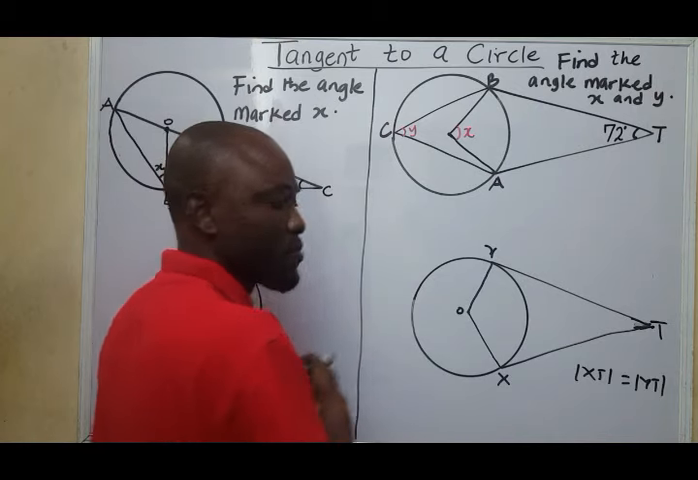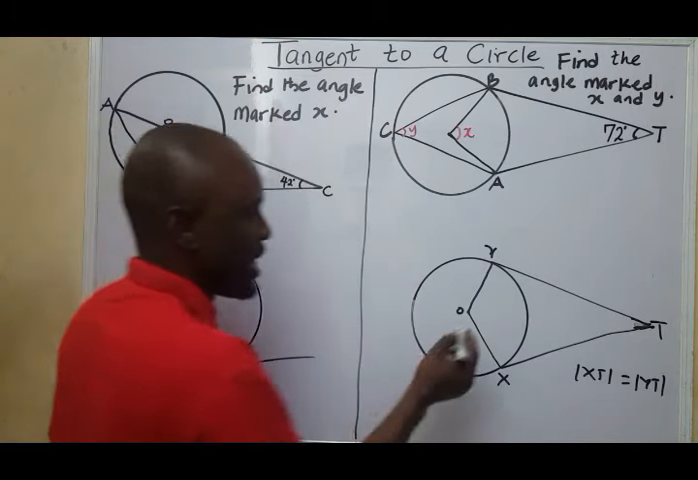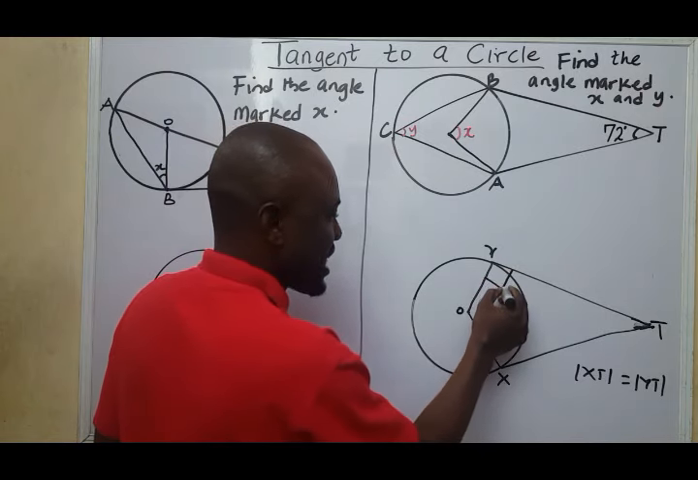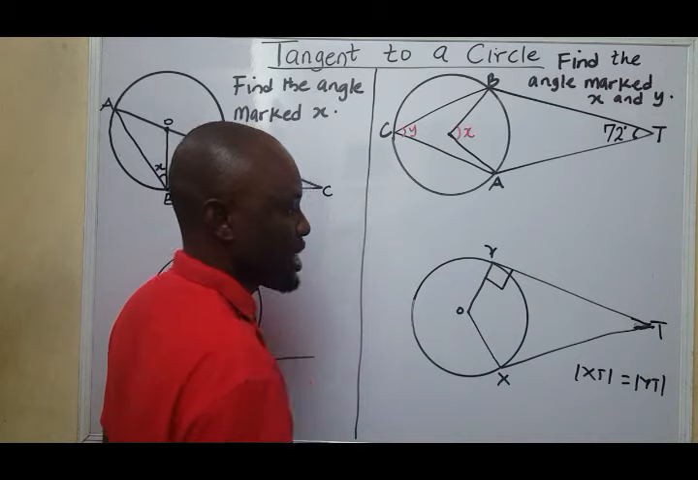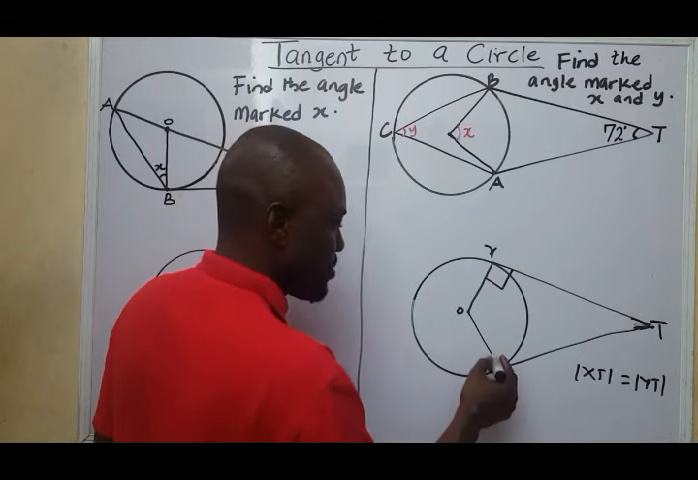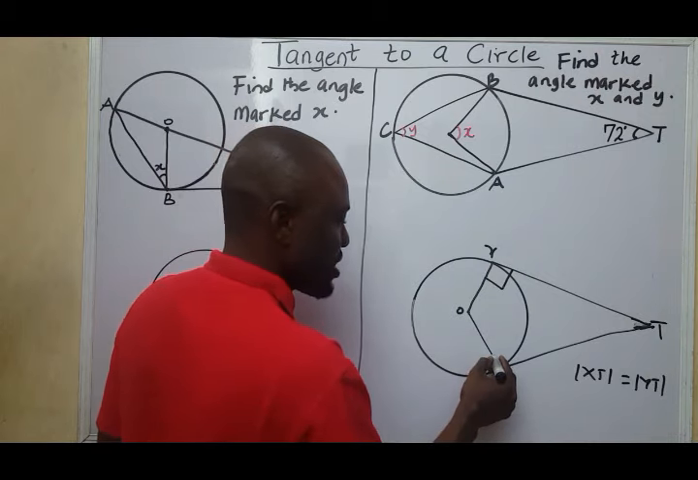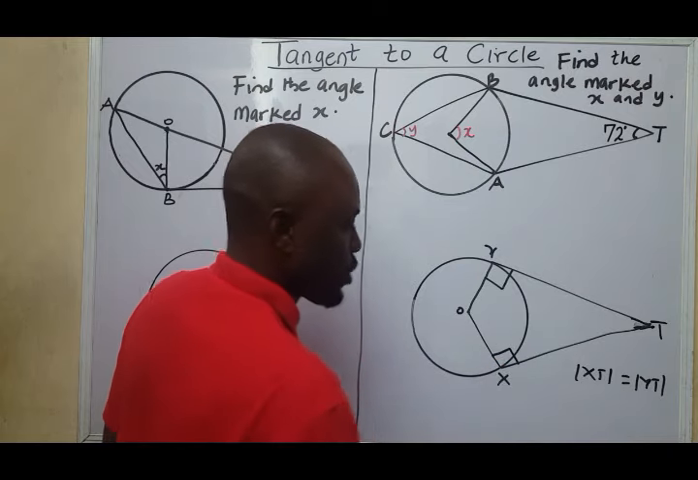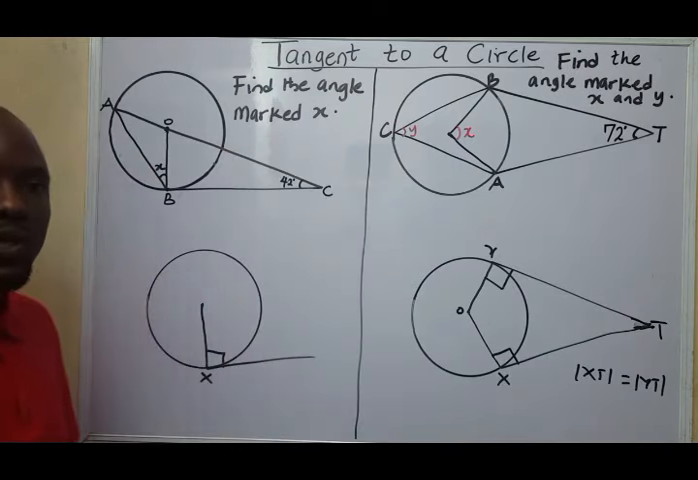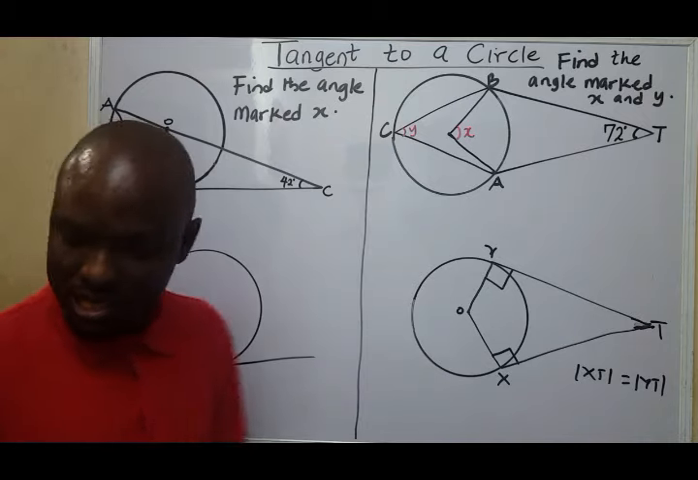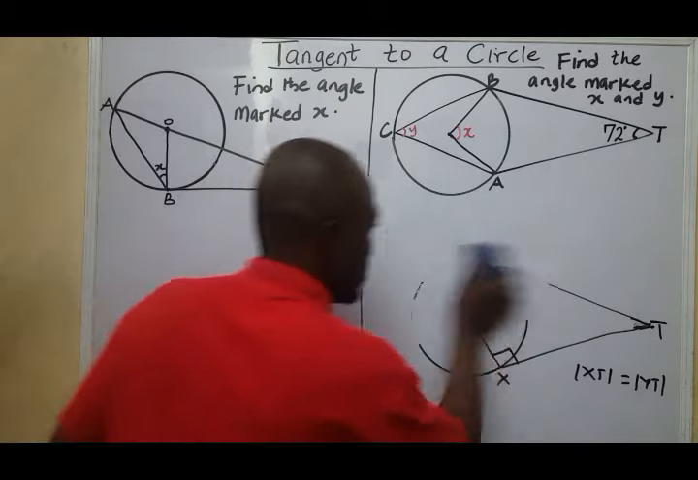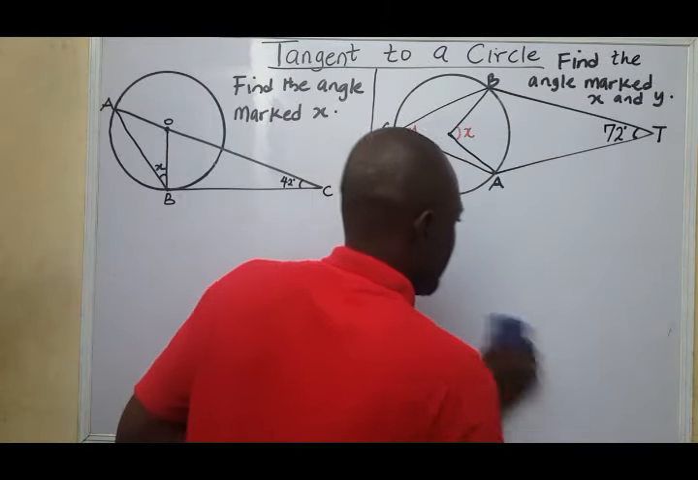If you remember what I said earlier, the angle between the radius and the tangent from the point of contact is 90 degrees. Similarly, the angle between the other radius and the tangent from the point of contact is also 90 degrees. So that's what you need to understand. Let's solve the problem on the board.